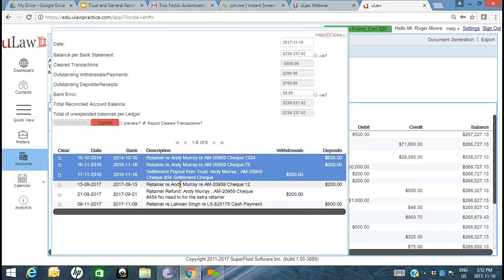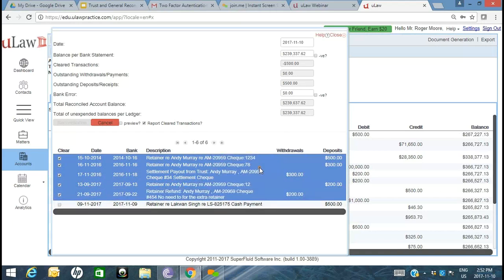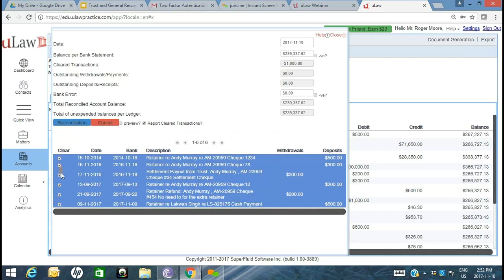That was a settlement payout for the same person, Andy Murray, for this particular matter, AM 20959, and you wrote a check number 34. Now in uLaw it's recorded as the 17th of November, but let's say it only cleared on the 18th. You want to click the bank and tell us what that bank date is. They don't have to be the same, they can be different.